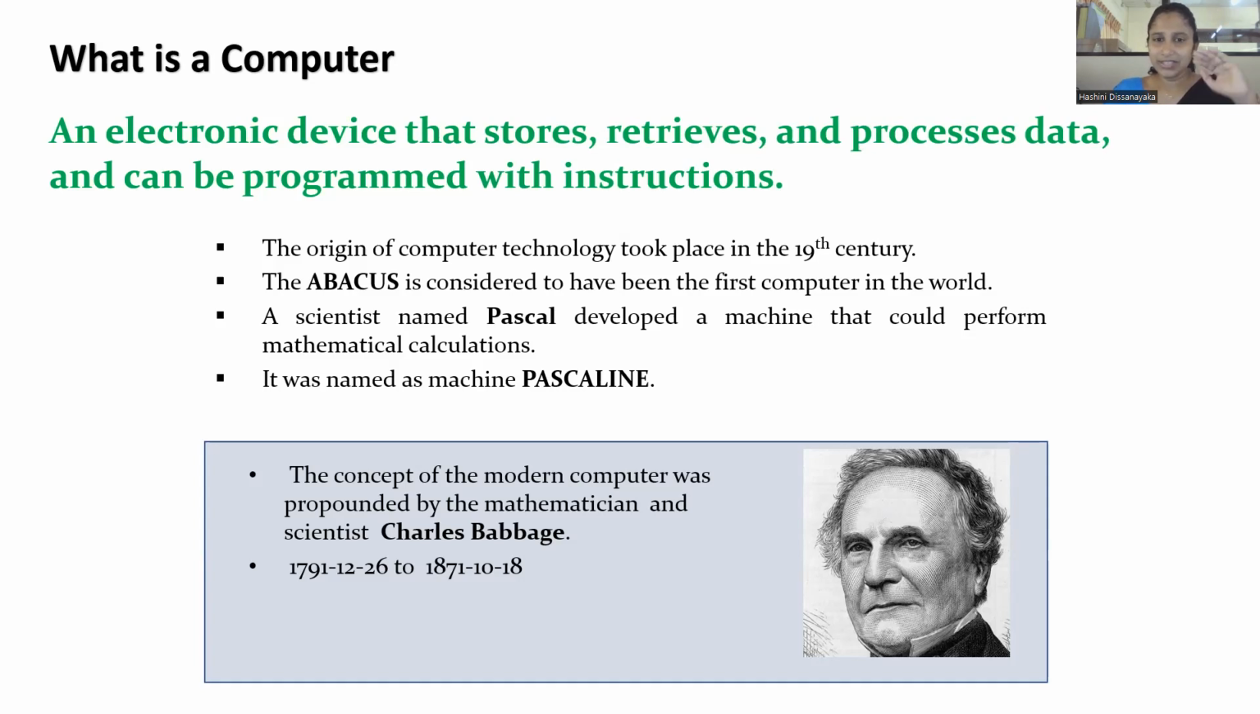Based on that first step, Pascal developed a machine that could perform mathematical calculations. We also call it an adding machine. Pascal's machine could only add, which means to sum up. That machine could perform only the adding purpose, or the adding concepts. That machine is also called the Pascaline, since the machine was invented by Pascal.